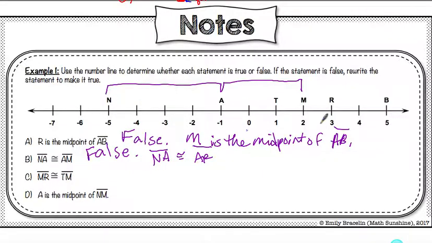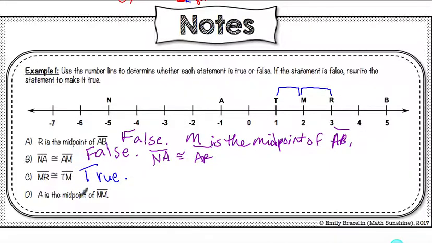Okay, MR. Let's erase this again. Is MR congruent to TM? MR, TM. They're both 1 unit wide, so yes, this is true. And then the last one says A is the midpoint of NM.